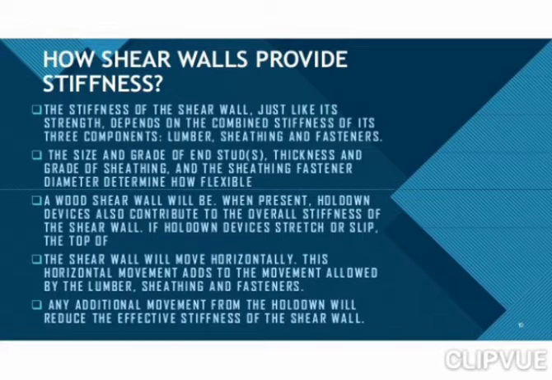A wood shear wall's hold-down devices, when present, also contribute to the overall stiffness of the shear wall. If hold-down devices stretch or slip, the top of the shear wall will move horizontally. This horizontal movement adds to the movement allowed by the lumber, sheathing and the fasteners. Any additional movement from the hold-down will reduce the effective stiffness of the shear wall.